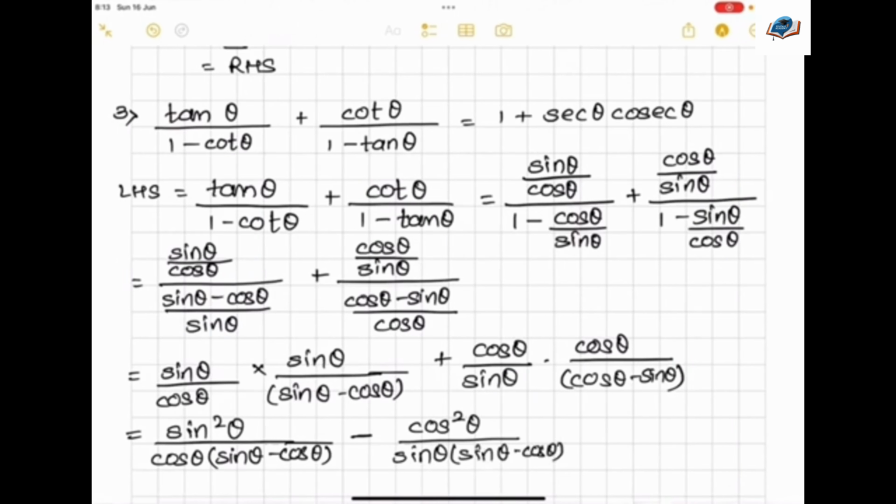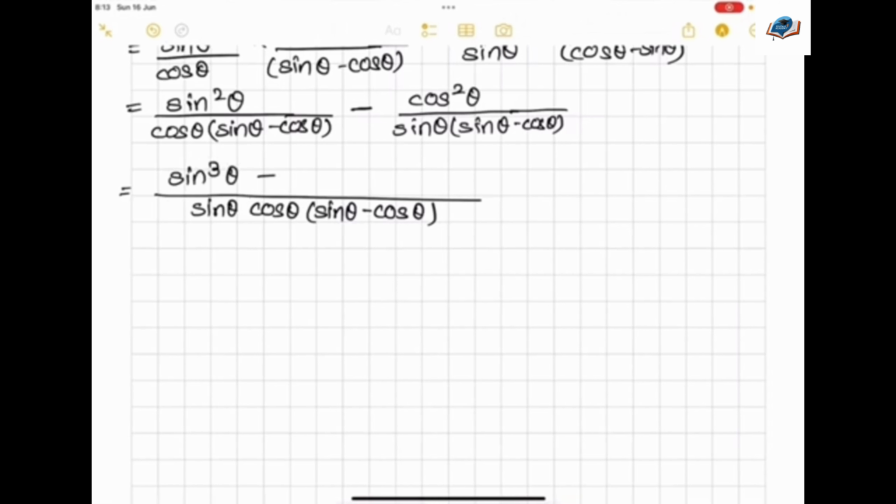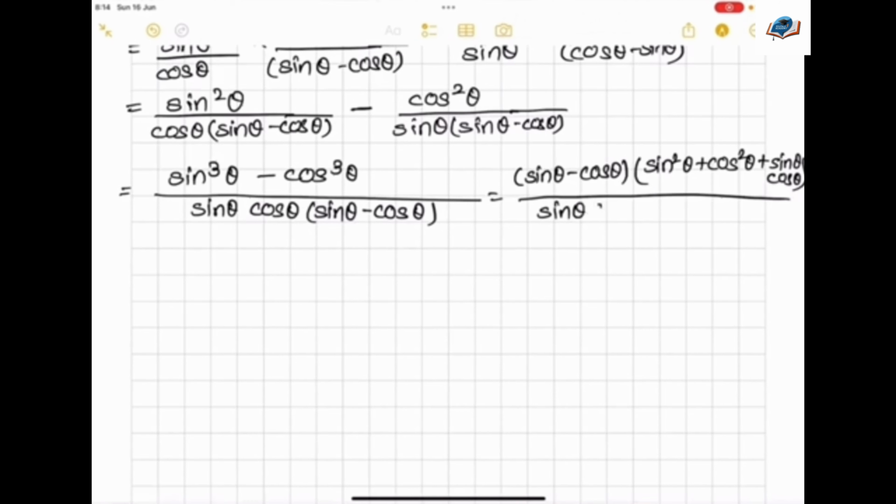Now I am again doing the LCM. So sine theta cos theta into sine theta minus cos theta. So I will get sine cube theta minus cos cube theta. So now using a cube minus b cube formula, sine theta minus cos theta into sine square theta plus cos square theta plus sine theta cos theta, whole upon sine theta cos theta into sine theta minus cos theta. So sine theta minus cos theta got cancelled, the whole bracket. So sine square theta plus cos square theta will be 1.